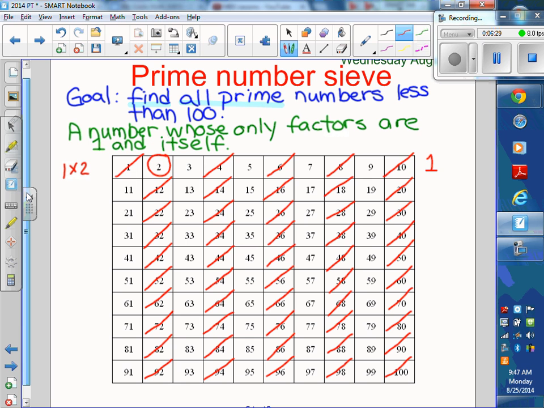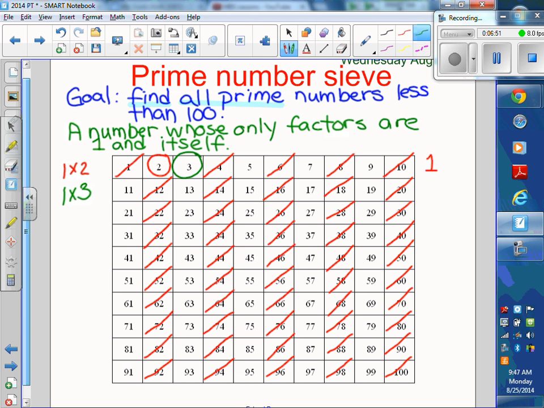The way to use this technique is to go from the lowest number to the highest number and circle the primes as you get to them. So we've taken care of 1, 2 is prime. What about 3? 3 only has 2 factors, 1 and 3. So 3 is a prime. So we circle 3.